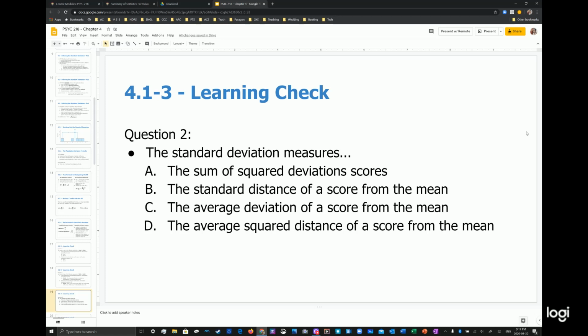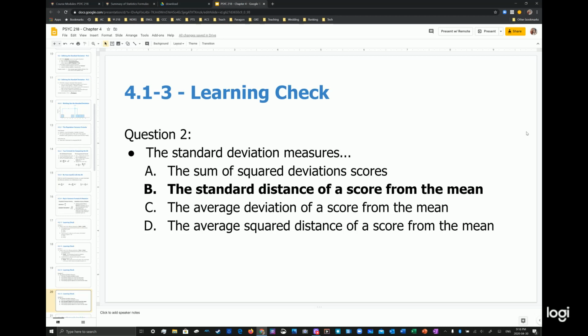Again, for this one, think about the nature of standard deviation and variance. Think about whether they're the same or different. And think about how they're related to each other. What is the standard deviation? If you answered B, you're right.